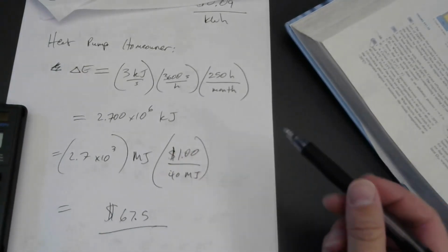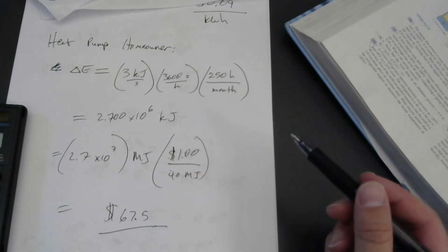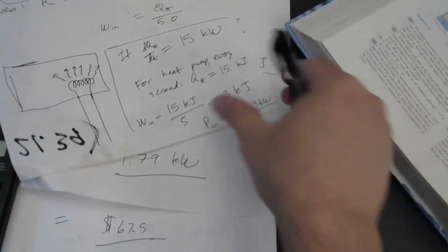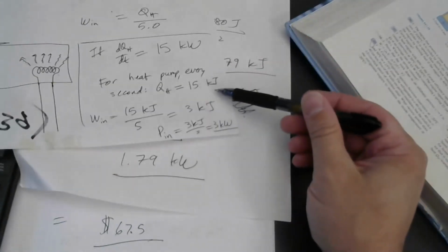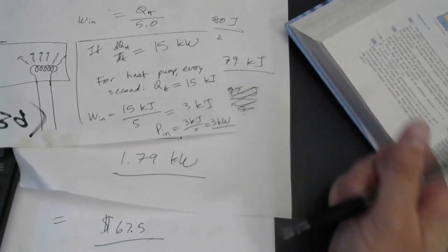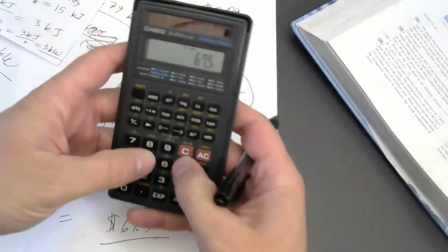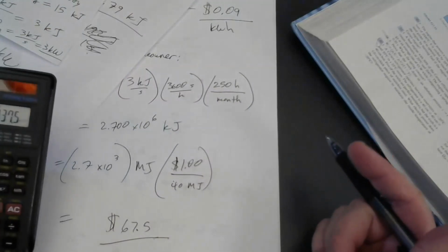Now, do we need to go back and calculate the cost for the person that's just using space heaters, metal coils? I don't think so, because we already know that they're going to use 5 times as much energy from the power company every second. So all we have to do is take this amount and multiply it by 5. They're going to spend almost $340.